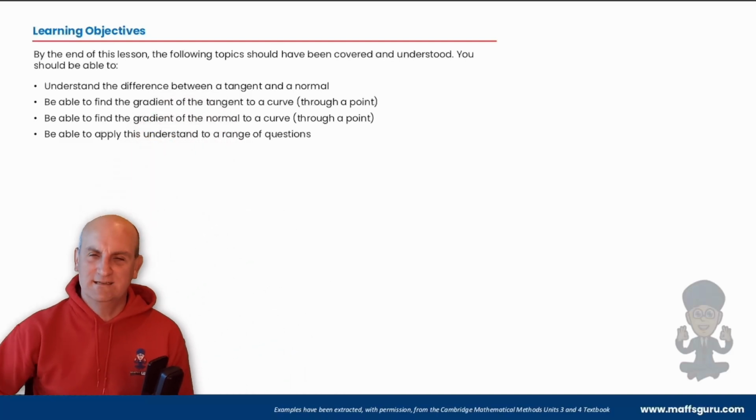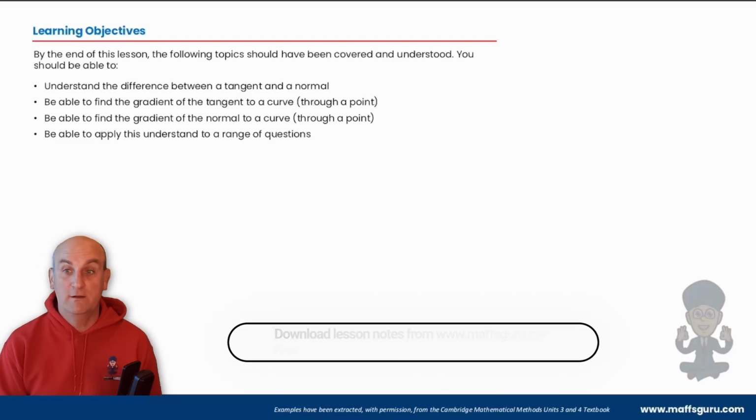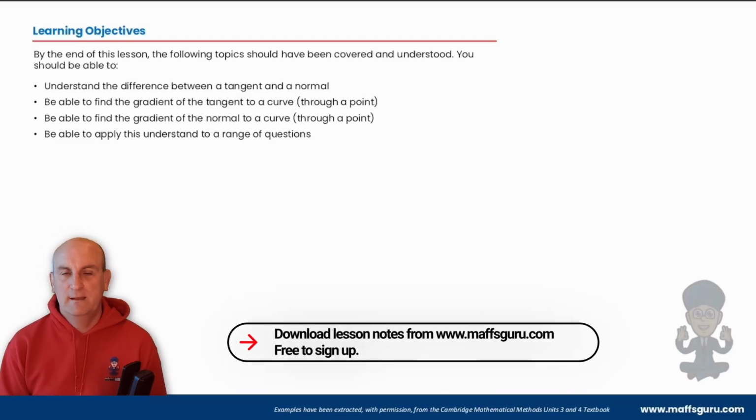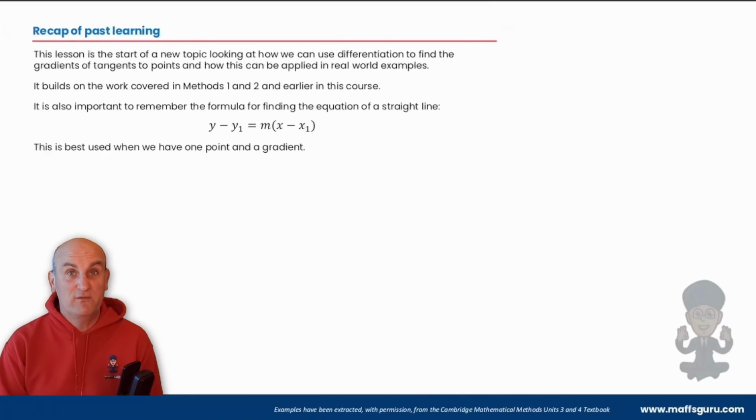What are we looking at this lesson? Well, of course, the learning objectives are behind me. Understand the difference between a tangent and a normal, be able to find the gradient of the tangent to a curve, the gradient of the normal to a curve, and be able to apply this understanding to a range of different questions. Okay, sounds fairly simple.